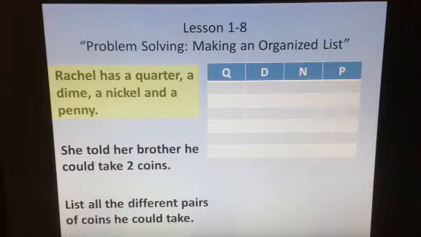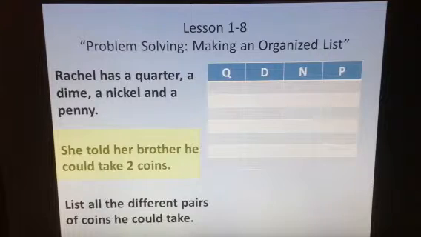Okay, so let's look first again at that top sentence. Rachel has a quarter, a dime, a nickel, and a penny. That's how I knew to make my chart with Q, D, N, and P at the top. I like to keep them in that order because they go from the coin that's worth the most to the coin that's worth the least.